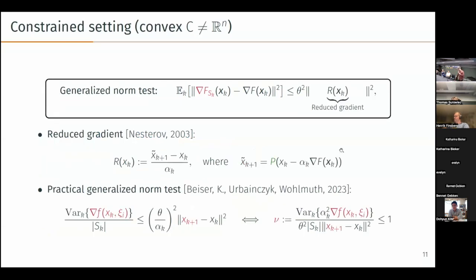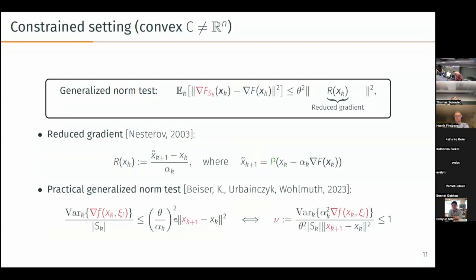Okay, so in the idealized setting, if you have constraints, in our recent paper, we propose a new generalized norm test, which looks a lot like the old one. The left-hand side is exactly the same. The right-hand side is, however, a little bit different. We have something we've shoved in there, R of x_k, which we call the reduced gradient. If the problem is unconstrained, this reduced gradient reduces to the true gradient.